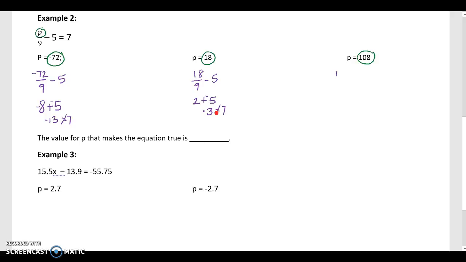I'm going to plug it in. So 108 divided by 9 minus 5. I do the division.